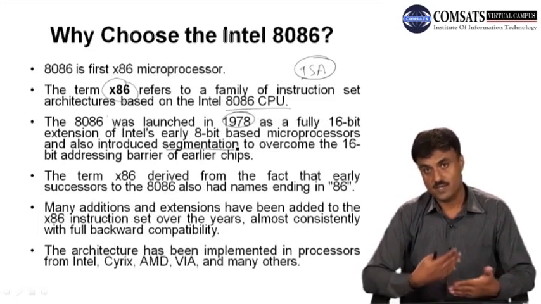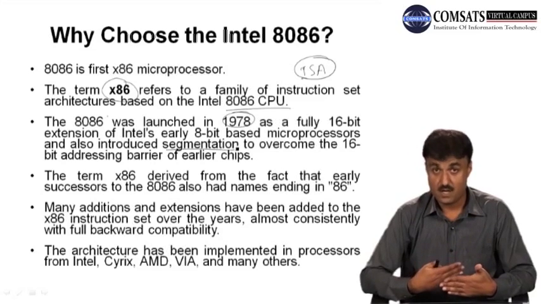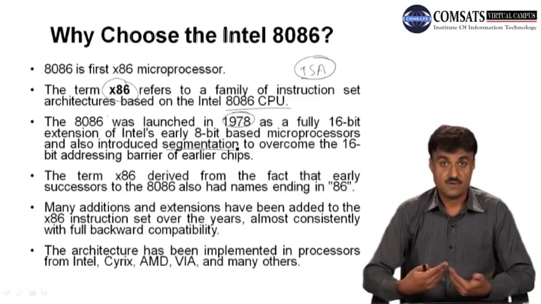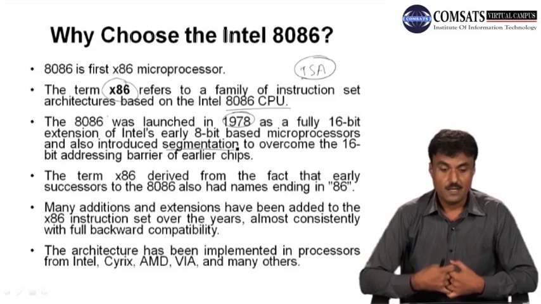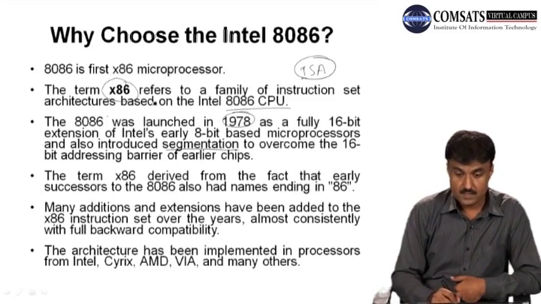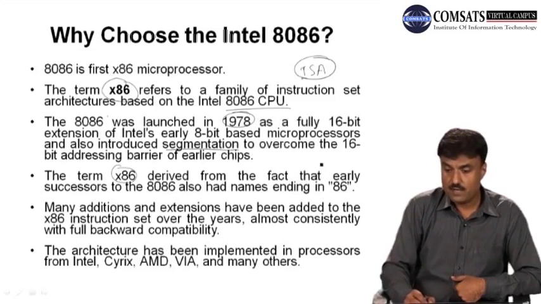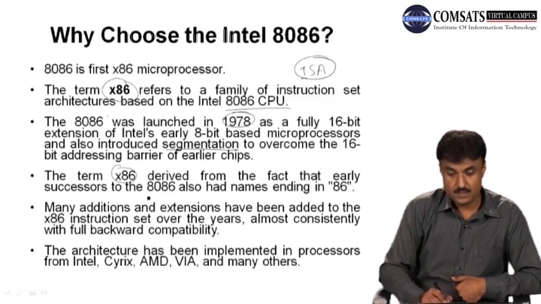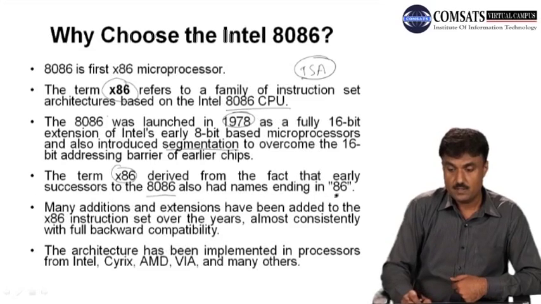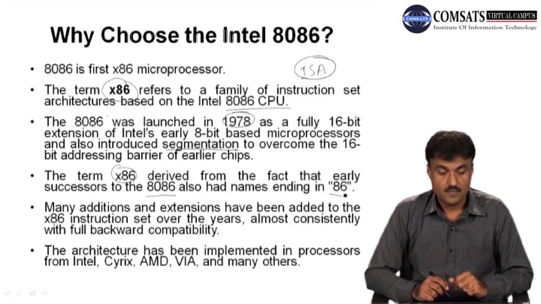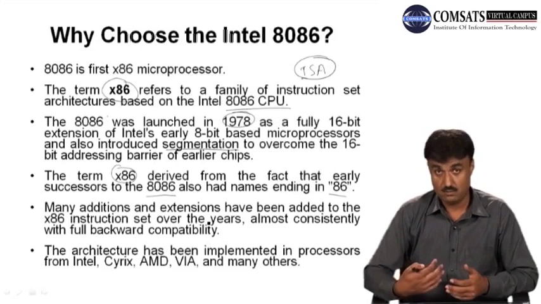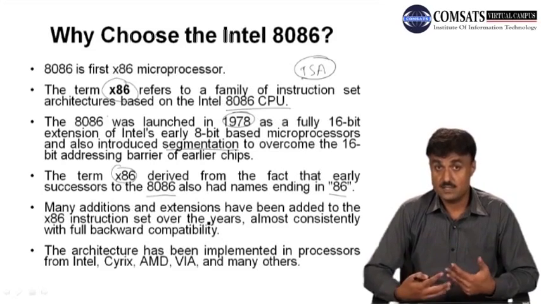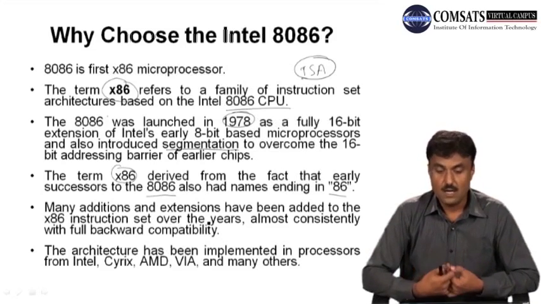So we cross this barrier of 16 bits. Now we can use 20 bits and more to address the memory. This was one major update in the 8086. The term x86 derives from the fact that the early successors of the 8086 also had names ending in 86. Many additions and extensions have been added to the x86 instruction set over the years. Till now, so many instructions have been added inside this instruction set.